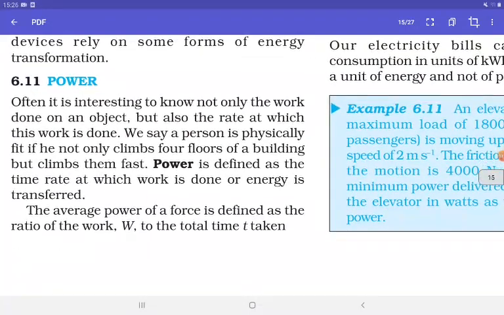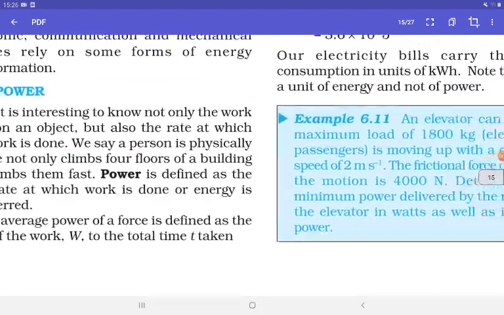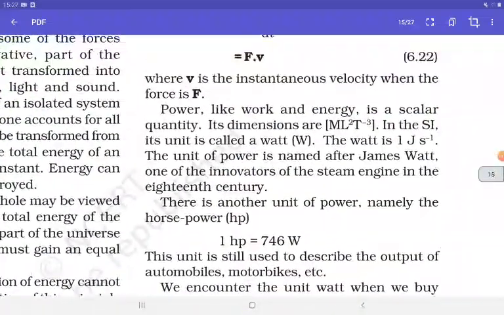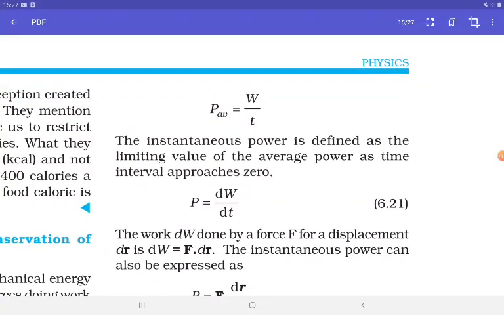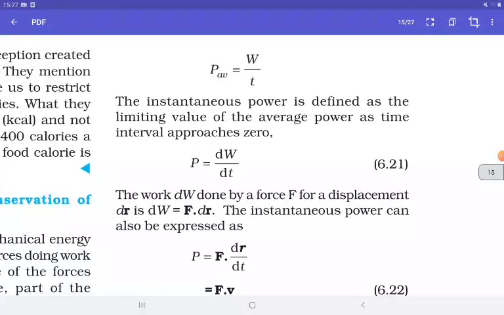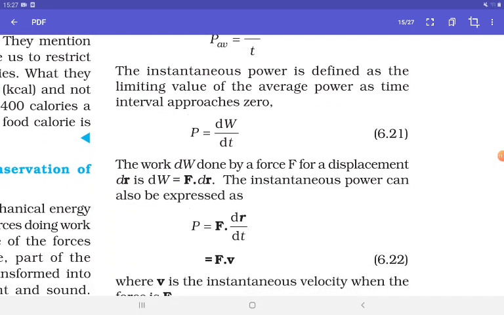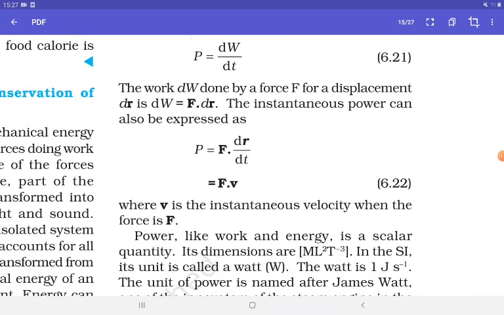The average power of a force is defined as the ratio of the work W to the total time taken T, that is P_av is equal to W by T. The instantaneous power is defined as the limiting value of the average power as the time interval approaches 0. The instantaneous power can also be expressed as P is equal to F dr by dt, that is Fv, where v is the instantaneous velocity when the force is F.